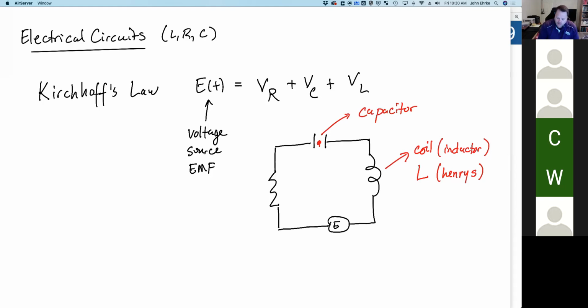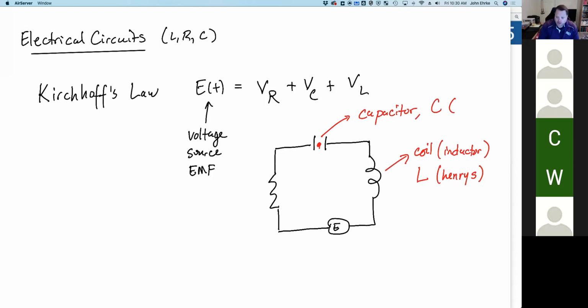C is the variable given to that, and we call it the capacitance, and the units there are farads. You probably recognize the name Faraday, but the units there are farads. So C measures the capacitance, which is measured in farads. L is measuring the inductance, which is measured in henries.